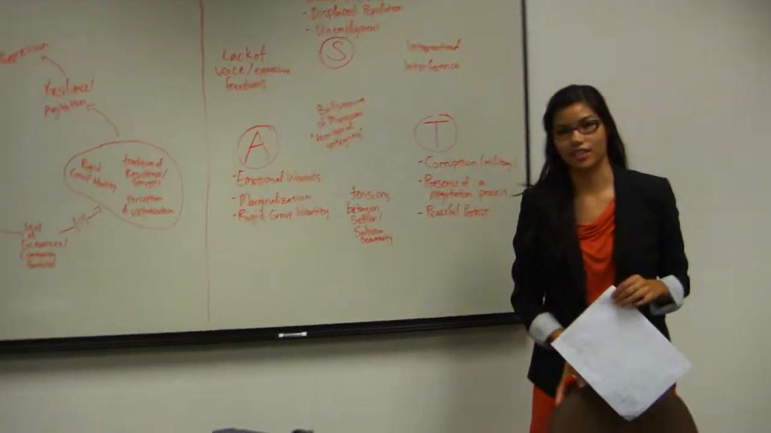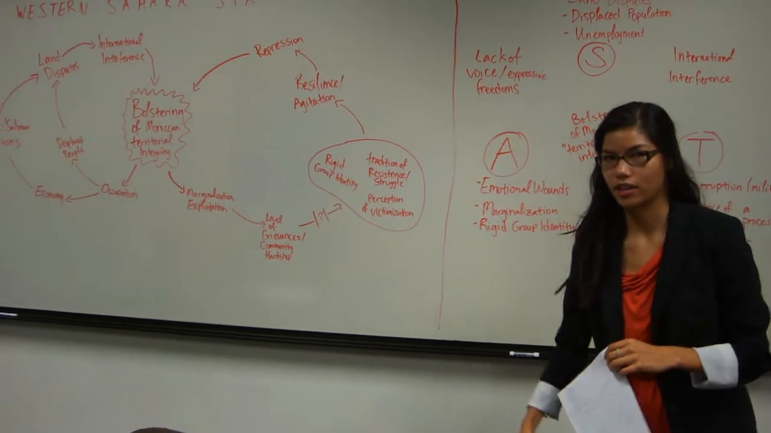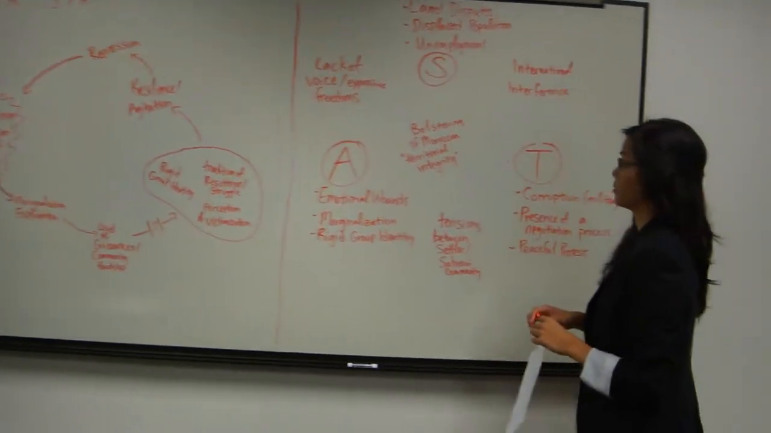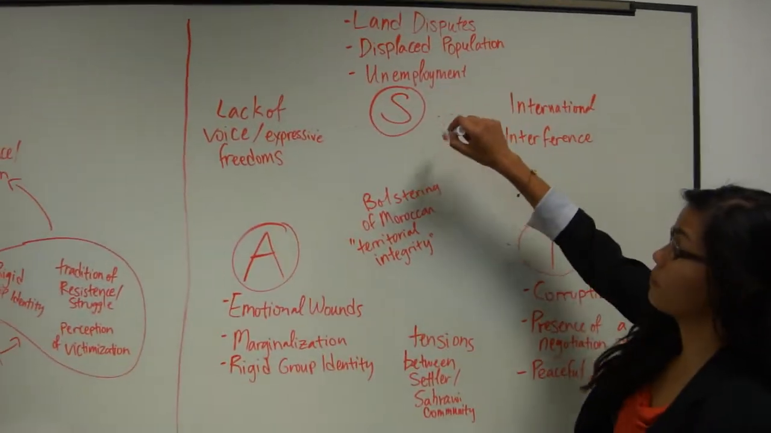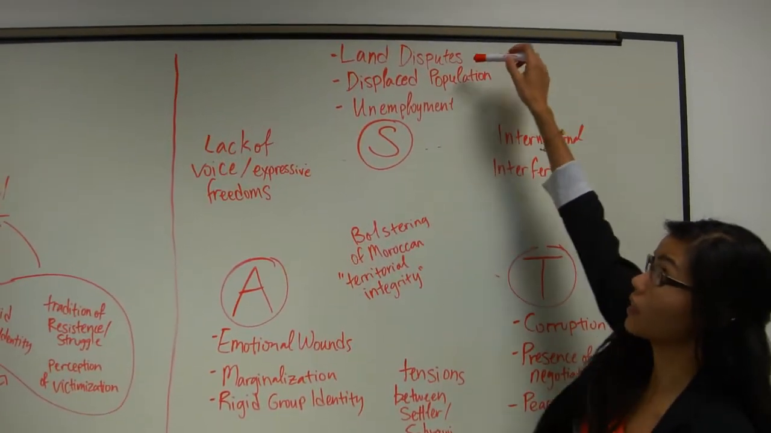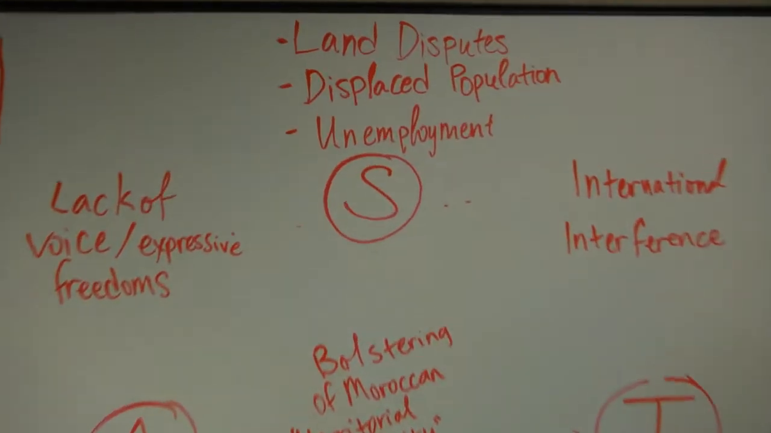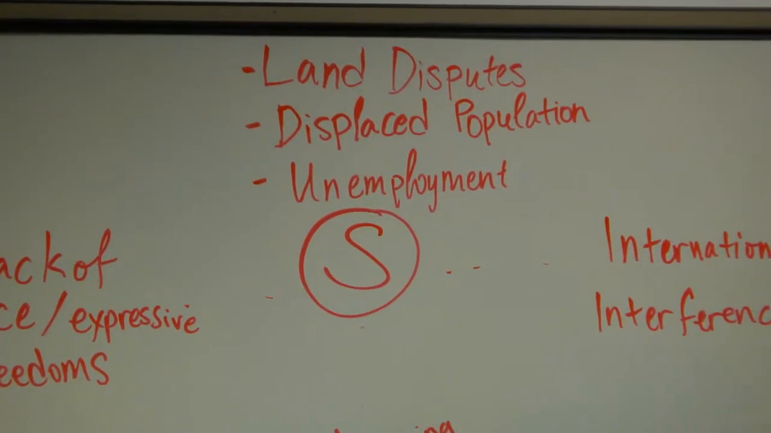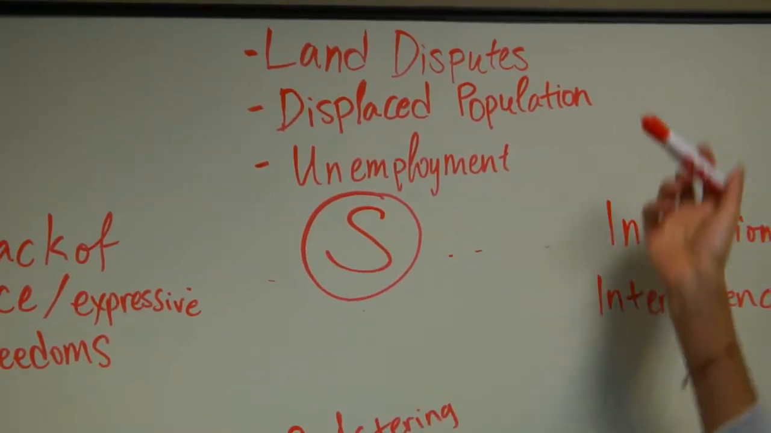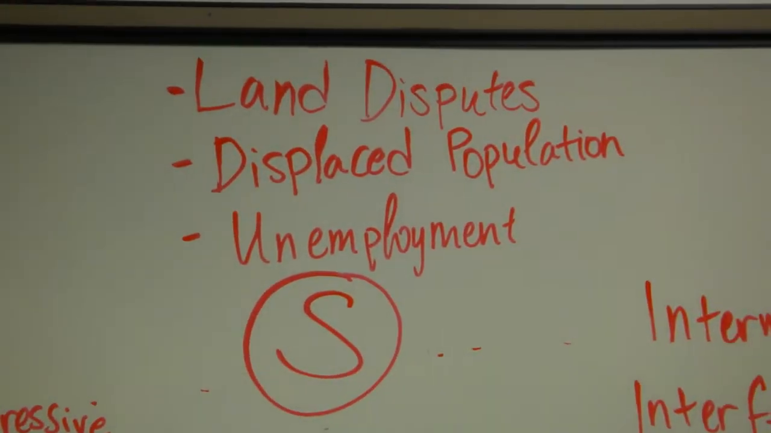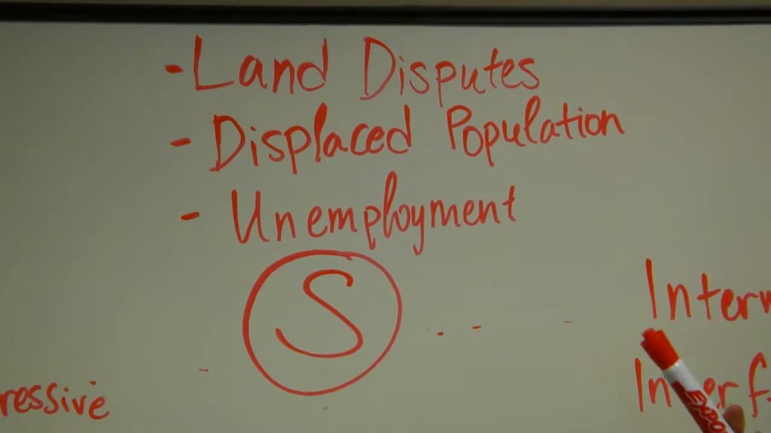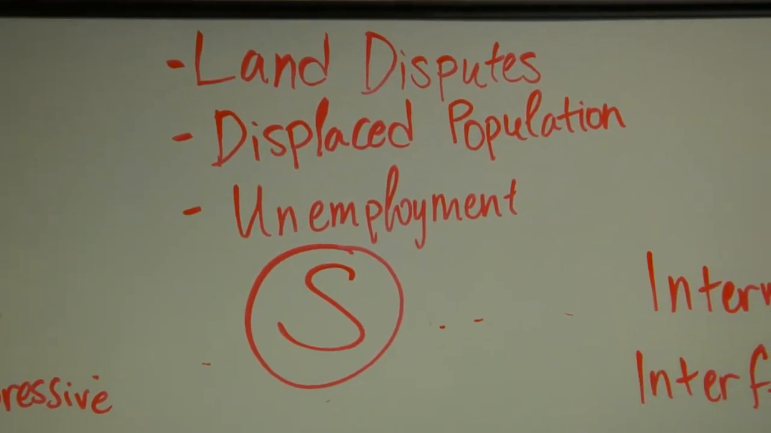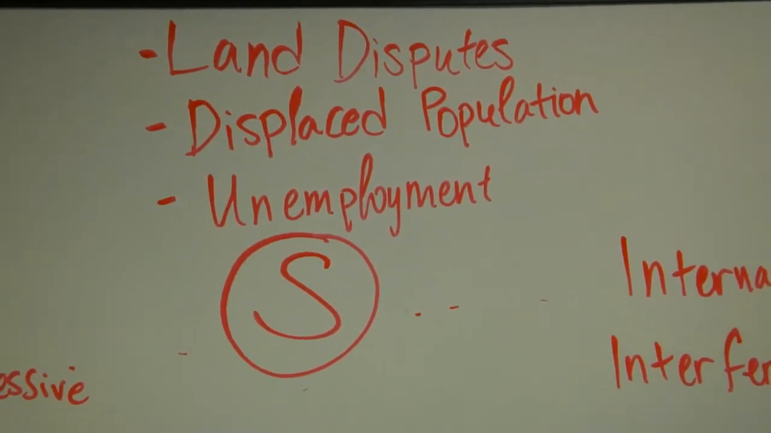So, as Rosigliano says, we can break this down into structural, attitudinal, and transactional factors. If we start up here with the structural, a big structural factor would be the land dispute. We saw on the map where the actual physical territory of the Western Sahara lies. Another structural factor, given the occupation, is a displaced population. And then on an economic level, there's severe unemployment, which we can get into later.